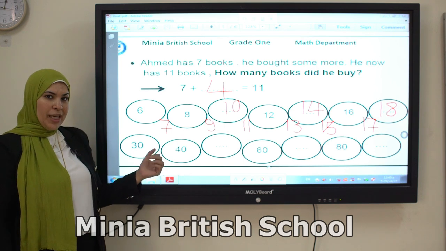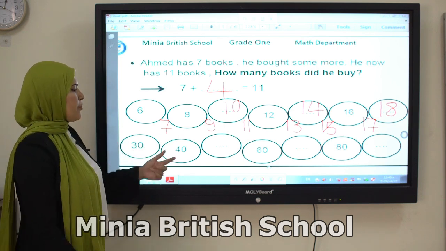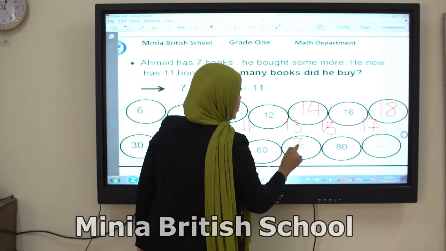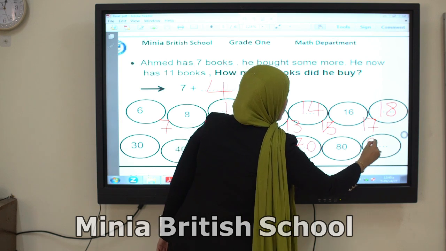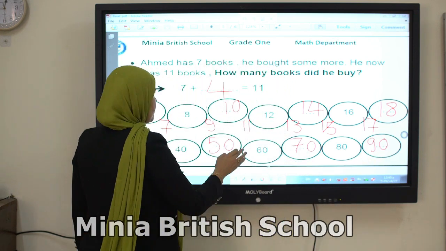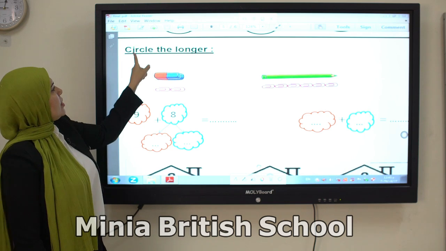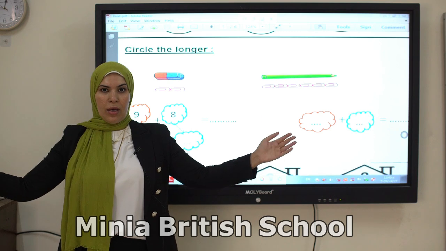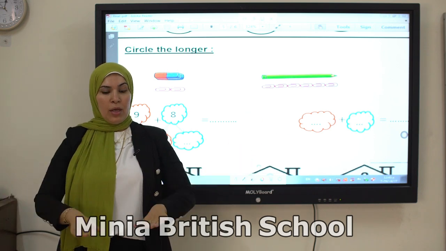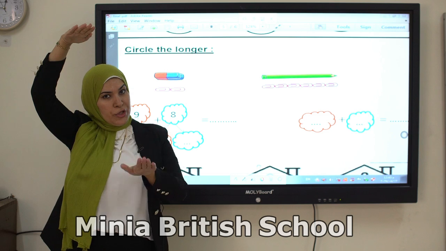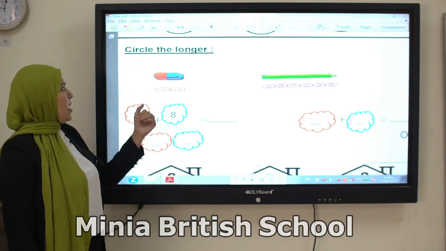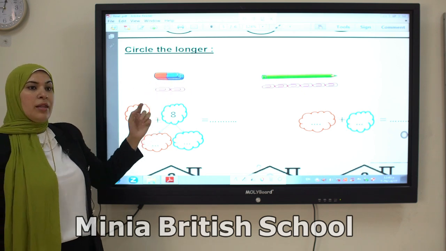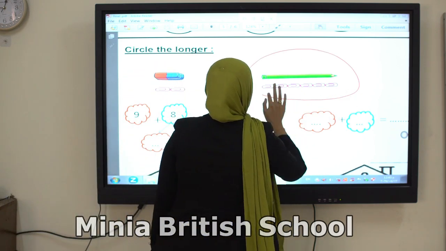Okay, here 30, 40. Here you count by tens. So 30, 40, 50, 60, 70, 80, 90. Okay, here read the title. Circle the longer. I have short and long, short and tall. Okay, here I want to circle the longer. Which one is the longer? The pencil or the rubber? The pencil. So make a circle around the pencil.